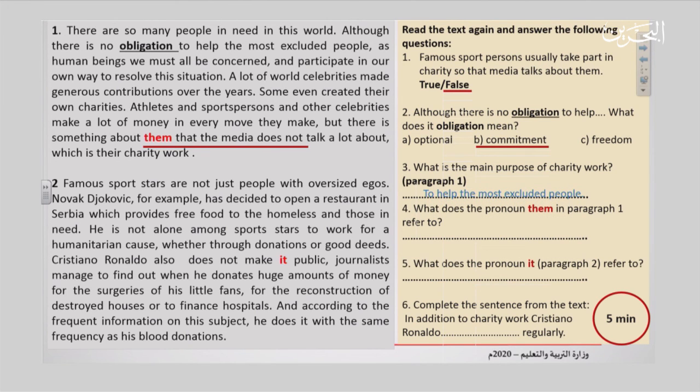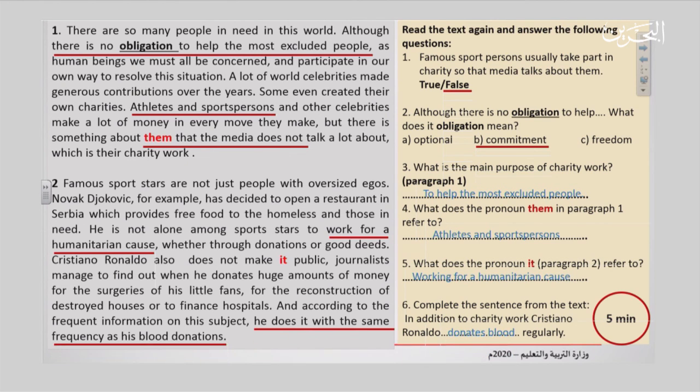Number three, what is the main purpose or goal behind charity work? And the answer is to help the most excluded people. So to help those people who need more support, who need more help, like the poor, like people who need more education, and so on. Number four, the pronoun them refers to athletes and sports persons. So we are talking about them. As for pronoun it, it is referring to working for a humanitarian cause. And lastly, we fill in the gap with donates blood. And we can find the answer in the last paragraph, last line.